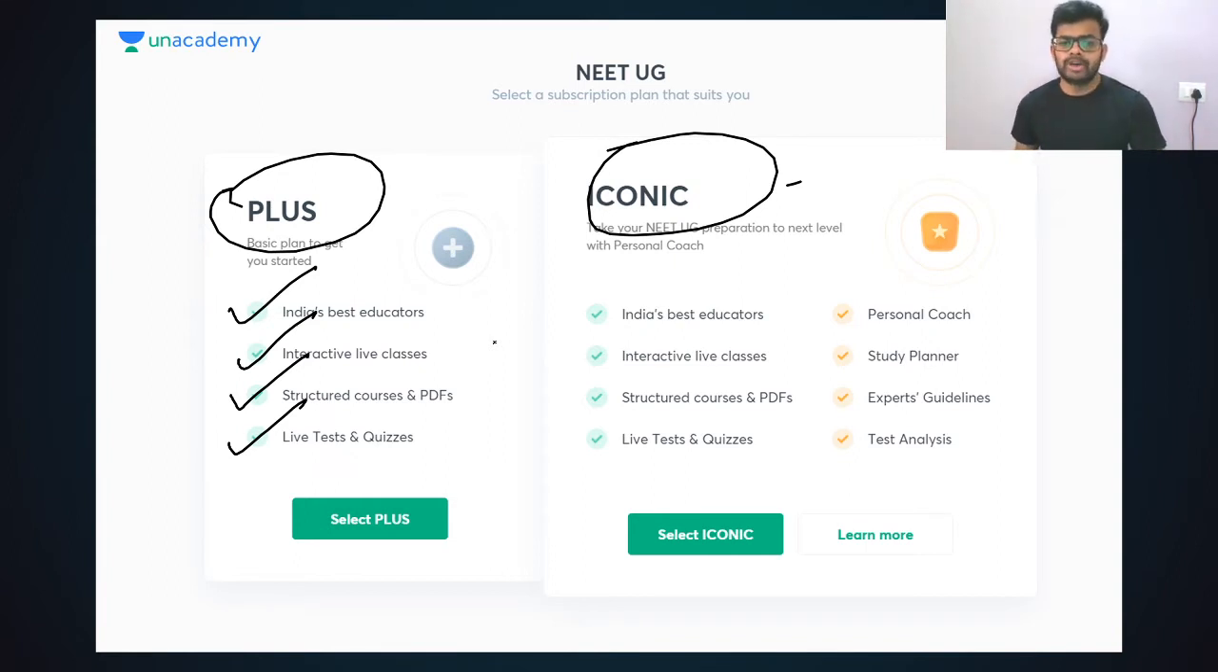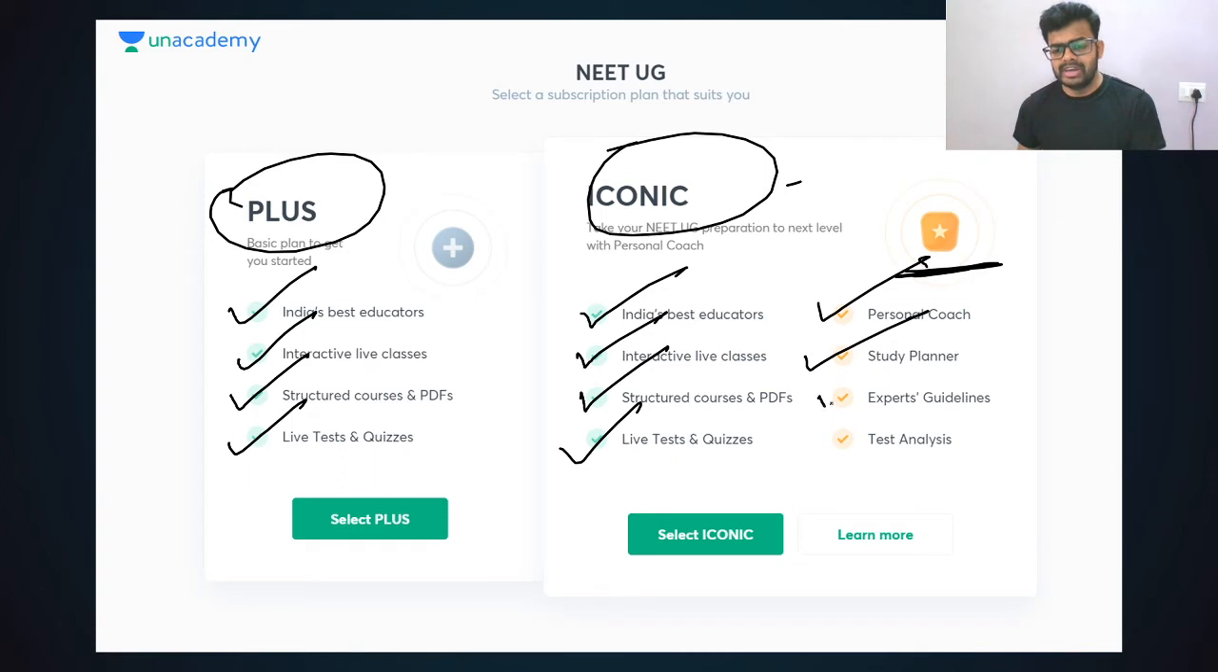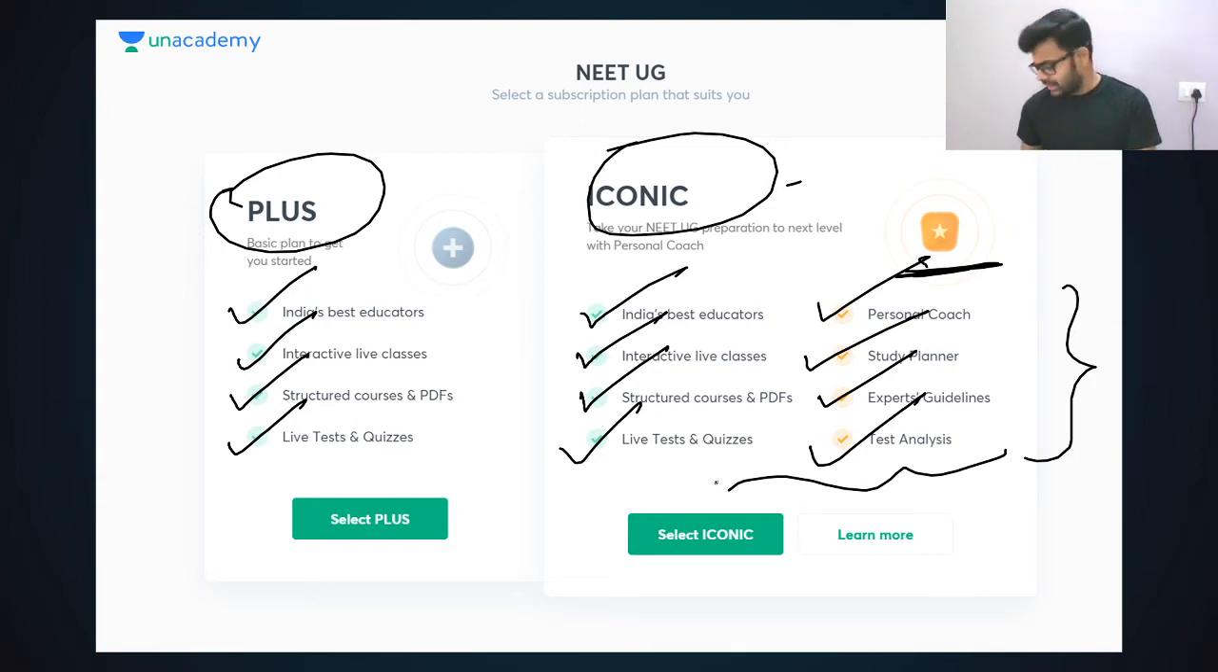So next I will talk about the iconic subscription. In the iconic subscription, you will get India's best educators, right? Means the plus benefit. Interactive live classes, this is also a plus benefit. Structured courses and PDFs, this is also a plus benefit. Live tests and quizzes, plus benefit. Apart from that, the special things are there. Here is a star mark. You will get the personal coach. You will get the study planner. You will get the exam experts' guidelines, right? And you will get the test analysis. So all these things you are going to get from the Unacademy iconic subscription, right? So that's all, my dear friends.